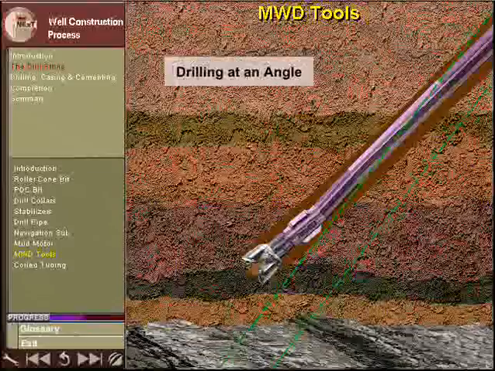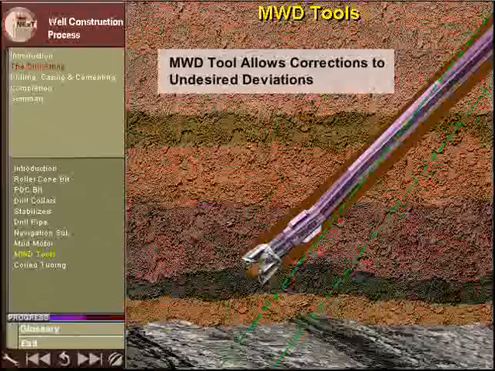so the bit will drill in the direction of the navigation sub's offset angle. Slight deviations from the desired angle can be detected and corrected with minor-oriented drilling intervals before they become major problems.